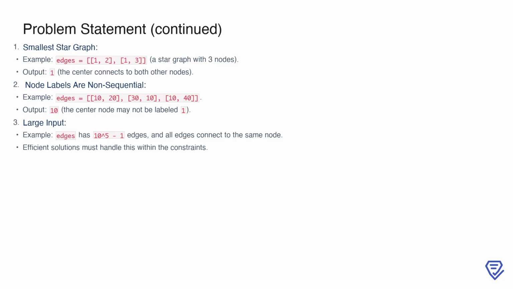the output is 10. Finally, for large inputs, where the graph has up to 10^5 edges, it's important to ensure the solution handles this efficiently. For example, if all edges connect to the same node, the algorithm must still correctly identify the center without being slowed down by the size of the input. These cases highlight the need for a robust and efficient solution.